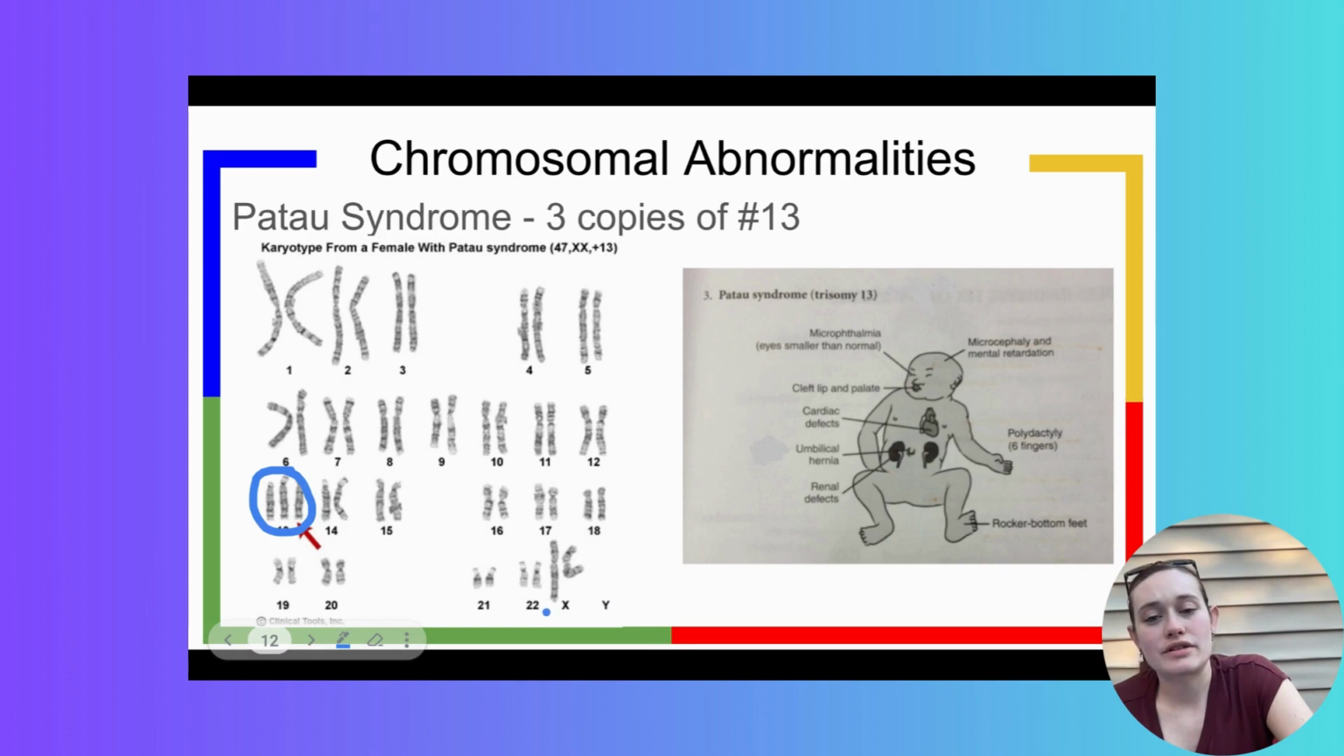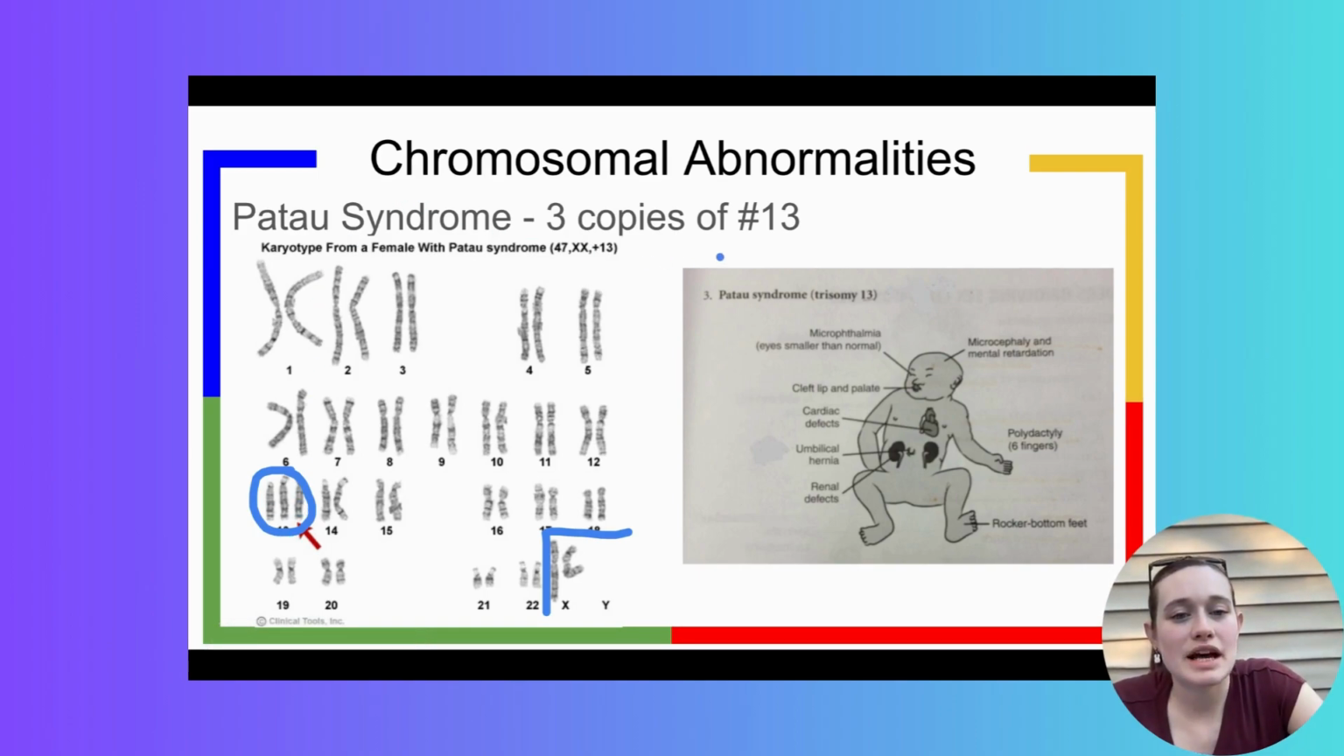Again, let's try to figure out the sex of the baby. Sex chromosomes are always found at the bottom right. Here we have X and X. So this is XX, which is female. So here we have a female with an extra chromosome number 13, which means they have Patau syndrome.